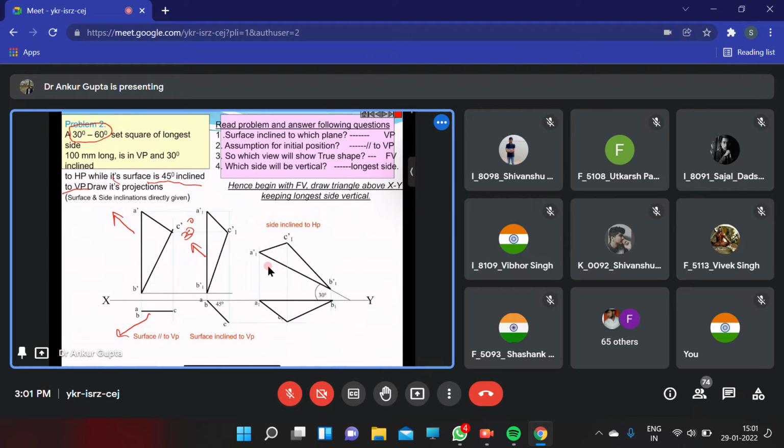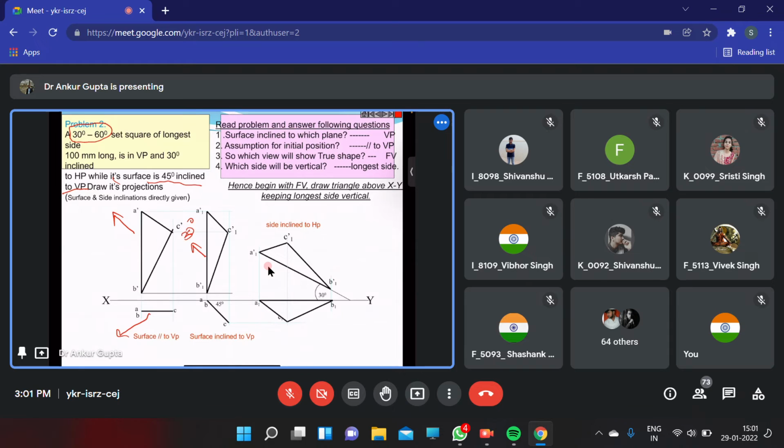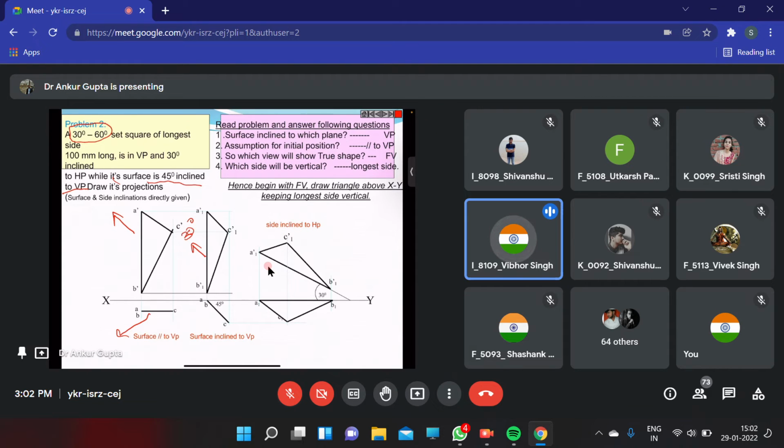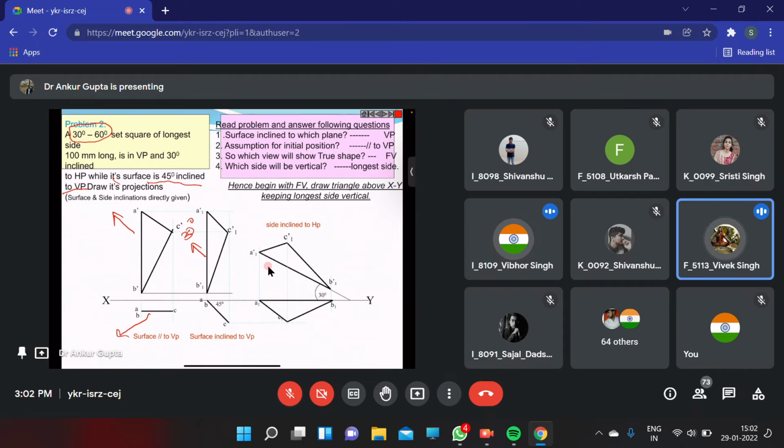So this is my final view. Any doubt here? Sir, here FV means, sir? Front view. So how did we assume the initial orientation of the shape? Sir, how did we assume that A dash B dash should be perpendicular to XY?